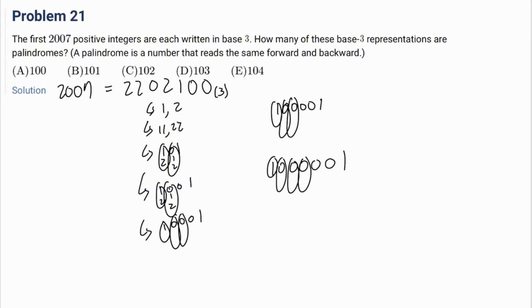If we calculate, this will be 2. This will be 2. This will be 2 times 3, which is 6. This is also 6. And this is 1 times 3. That's 2 times 3 times 3. That is 18. This is also 18. And this is 2 times 3 times 3 times 3, which is 54.